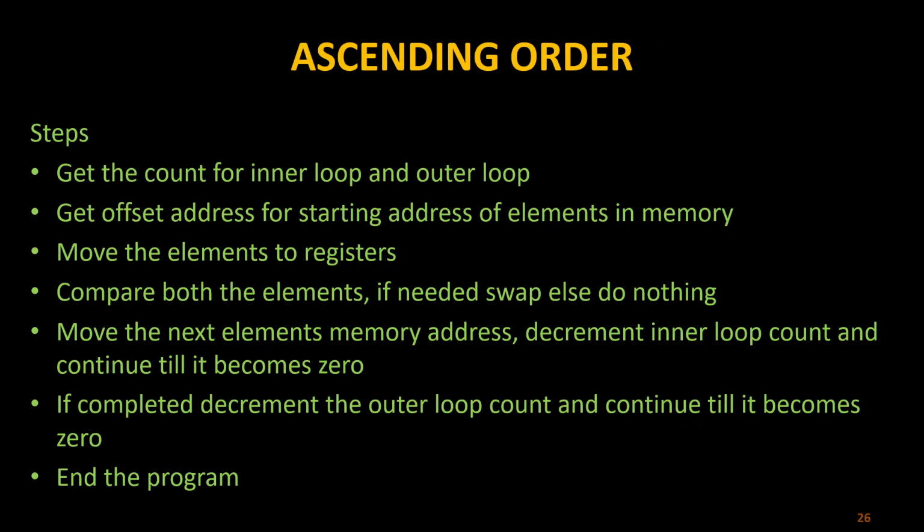So first I have to declare the count for the inner loop and outer loop. Here I am going to take the elements as 0, 5. So my inner loop and outer loop counts will be 0, 5. And after that, I am dealing with all those things in memory, right? So I am having 2000. In that specific memory location of 2000, I am having the value of 03.